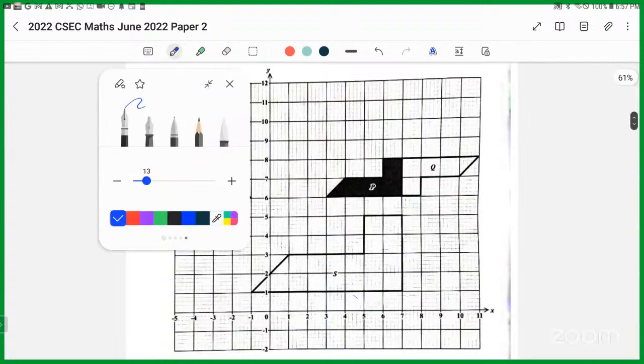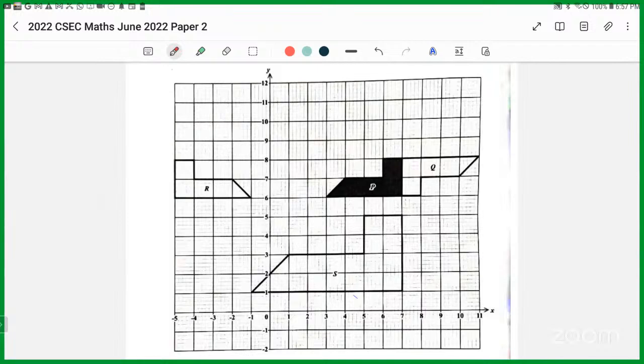Remember now, enlargement has two components, a scale factor and a center. The scale factor can be positive, it can be negative, it can be a number greater than 1, or it can be a fraction. Now, this thing clearly got larger. So you know that the scale factor is a value greater than 1, it's a whole number.